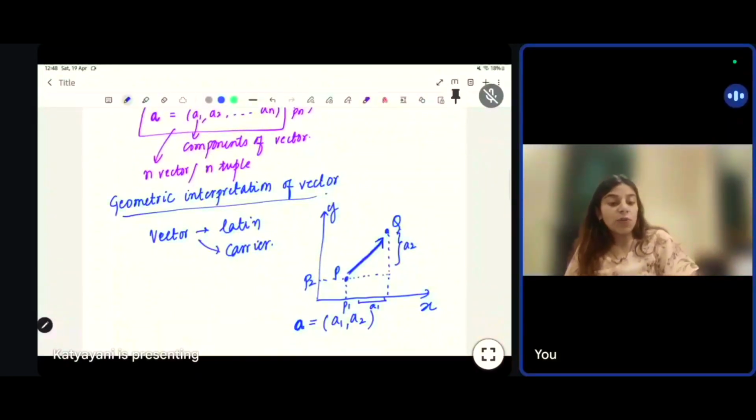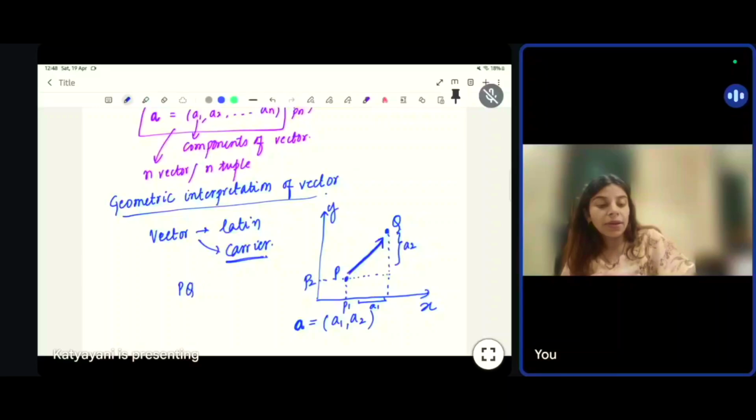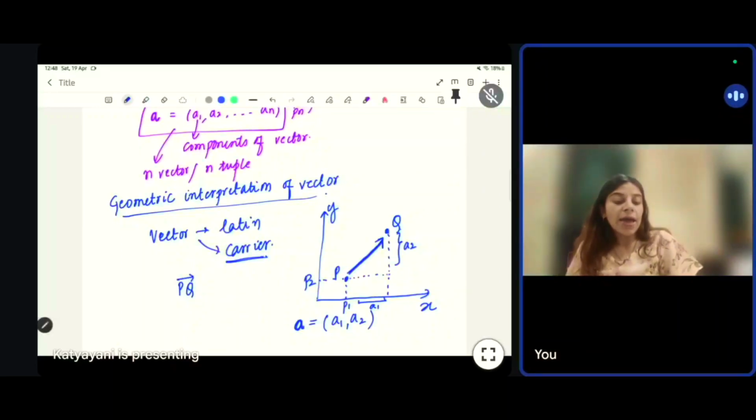So as the name suggests, vector here is a carrier, right? मुझे carry करता है from point 1 to point 2. So I can write this vector as the geometric vector PQ, and the arrow here denotes that I am moving from point P to point Q. So the geometric interpretation of a vector is that it is a directed line segment, right? तो vector क्या होता है? Vector is nothing but a directed line segment moving from point P to point Q. Why is it called directed? Because here the direction also matters. I'm starting from P and then going to Q, right?